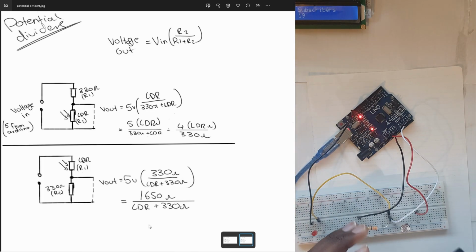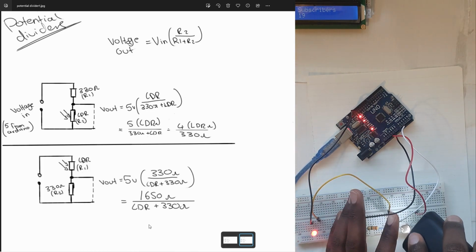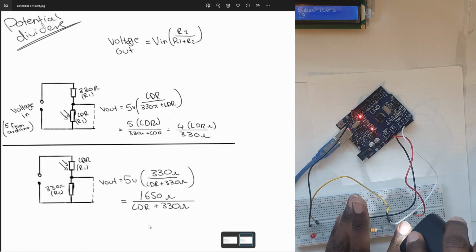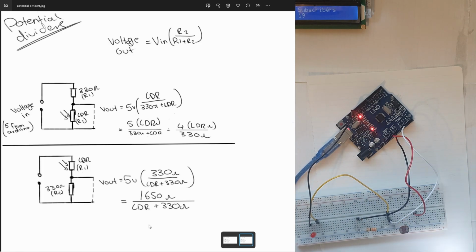So if you were to shine light and decrease the resistance, the voltage out would increase. If you were to prevent any light being shone onto the surface of the LDR, the resistance would increase and the voltage out would decrease. The LED would decrease in brightness.